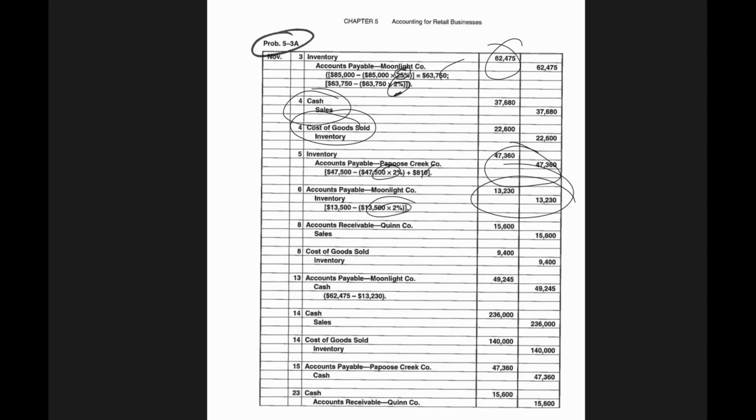On the 8th, we sold some merchandise, $15,600, and a cost of $9,400. Again, this is the typical two transactions for selling of inventory.